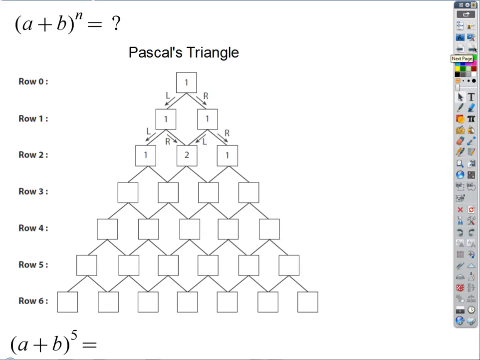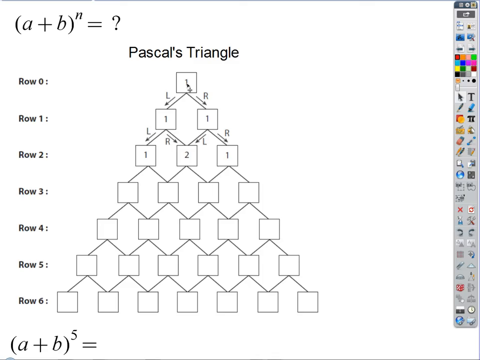There is an easy way to do this, though. It's a little trick called Pascal's triangle. It's a slick little pattern that you make with numbers, and it helps us expand out any of those binomials to any power. So the rules for Pascal's triangle are pretty simple. You start with a 1, and then you always have 1s along the outside of the triangle.